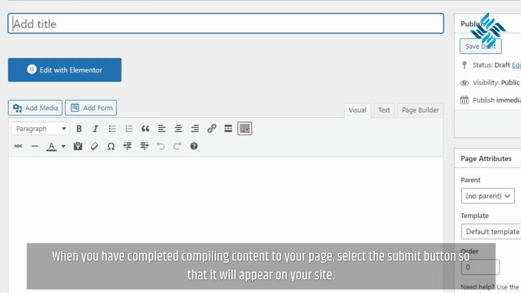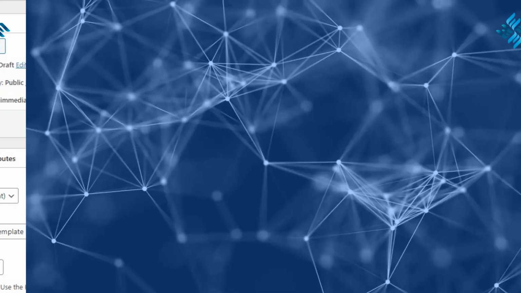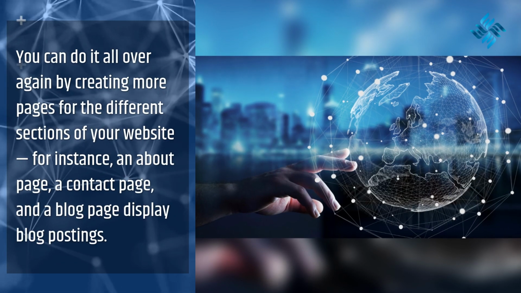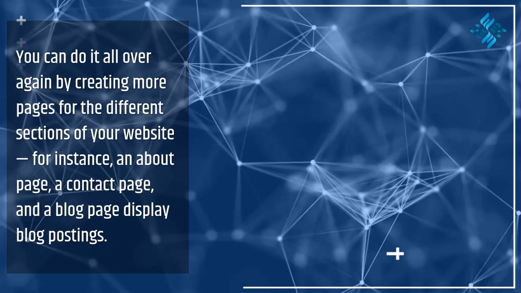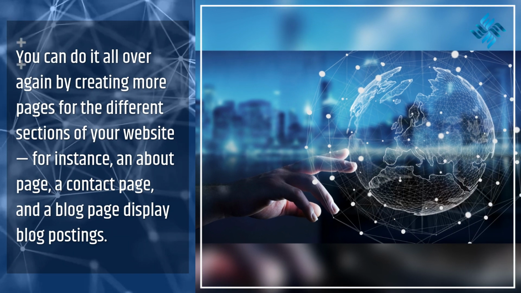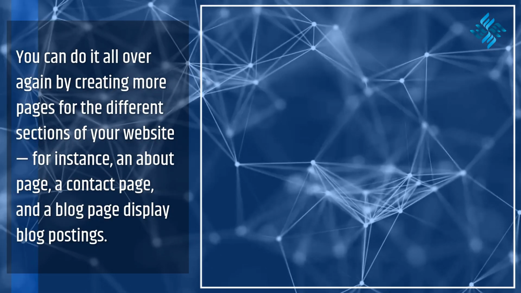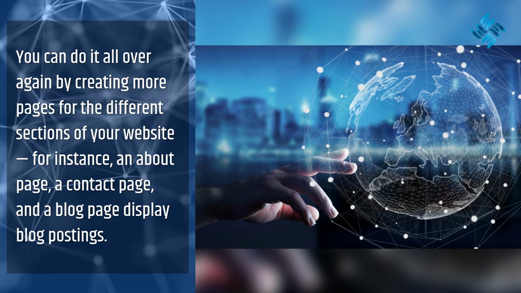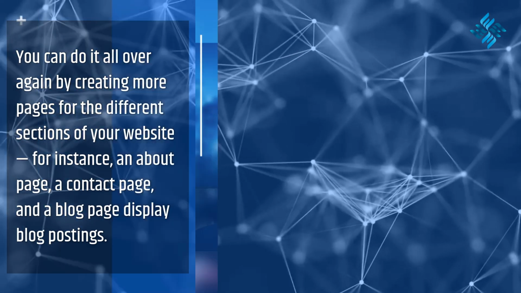When you have completed compiling content for your page, select the Submit button so that it will appear on your site. You can do it all over again by creating more pages for the different sections of your website. For instance, an About page, a Contact page, and a Blog page to display blog postings.